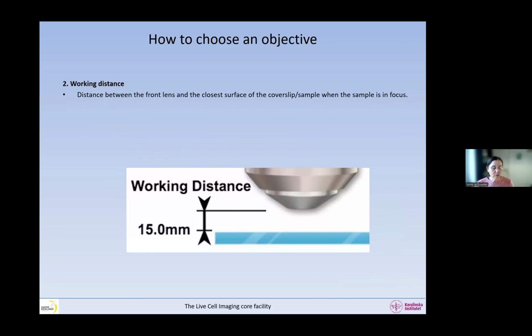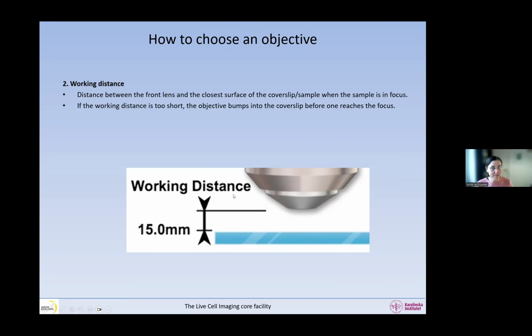Another specification of the objective that is important, and it's sometimes completely limiting, is the working distance. The working distance is the distance between the front lens of the objective and the closest surface, which can be the one surface of the cover slip, or it can be the sample if we have an objective that doesn't work with cover slips. I will talk about that a bit later. So this distance here is limiting. This is when the sample is in focus. So if we focus on the sample that is here, for example, what is this distance? This is the working distance.